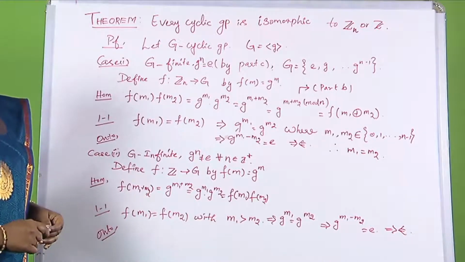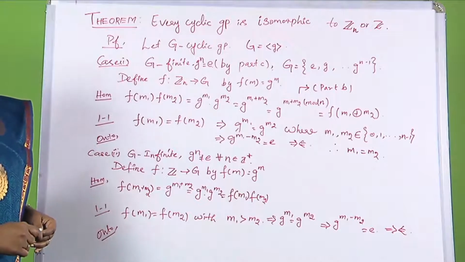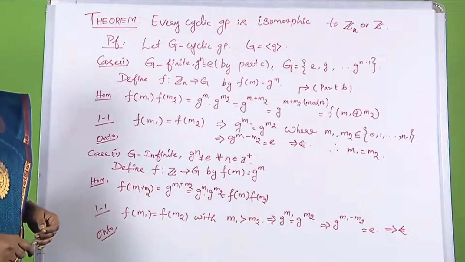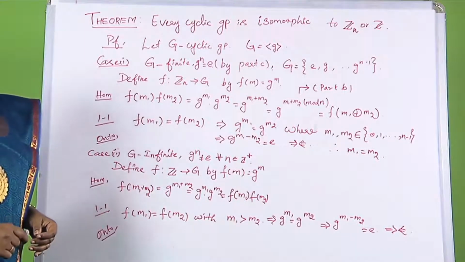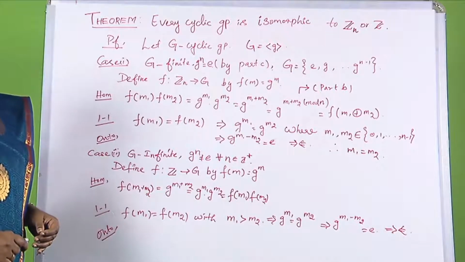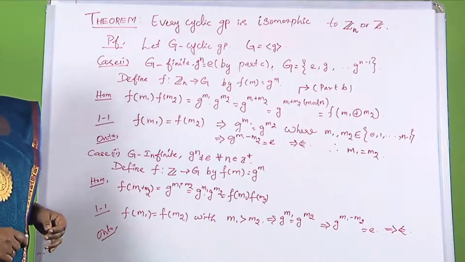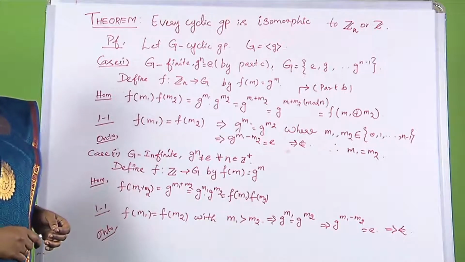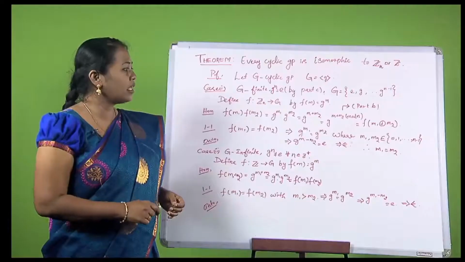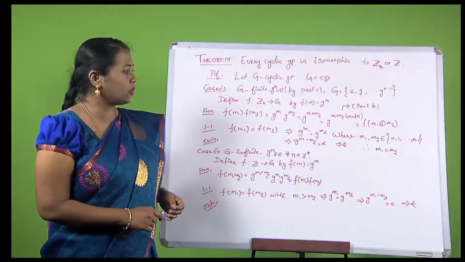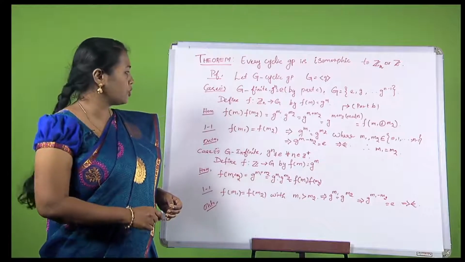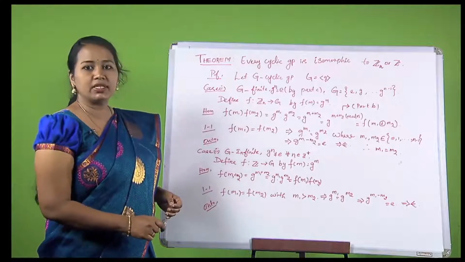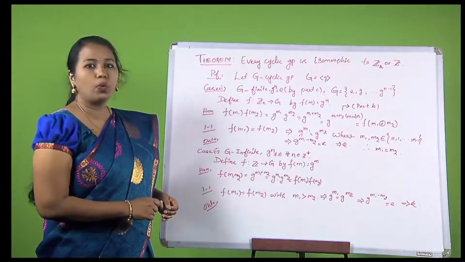Now from this statement, we get that g power m1 minus m2 is equal to e. This is a contradiction because we have said that n is the smallest integer for which g power n is equal to e, and m1 minus m2 is going to be smaller than n. Therefore, this statement cannot be true because it contradicts our assumption, and this can only mean that m1 minus m2 is equal to 0, and therefore m1 is equal to m2. So we started at f of m1 equal to f of m2 and ended at m1 equal to m2, and therefore we have cleared the 1-1 property.